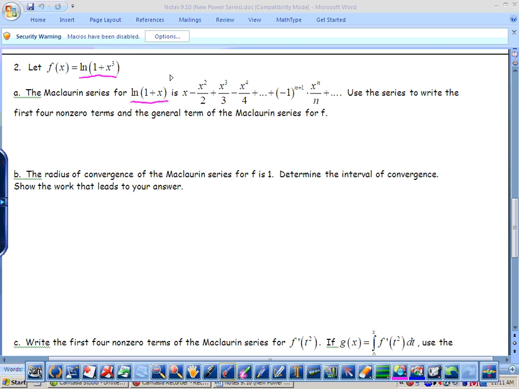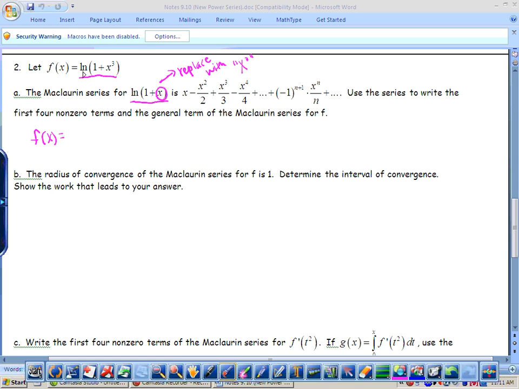X cubed. If all I do is replace that with x cubed, then I will have the natural log of 1 plus x cubed. So all I need to do is take this Maclaurin series and substitute x cubed in everywhere I see an x.